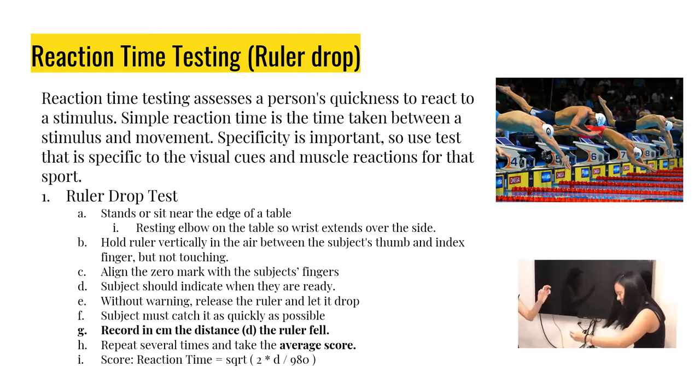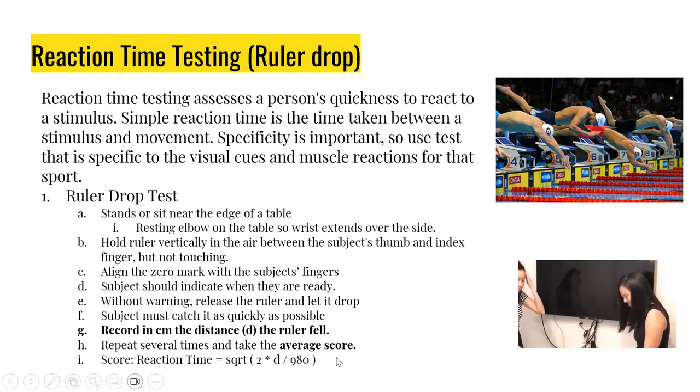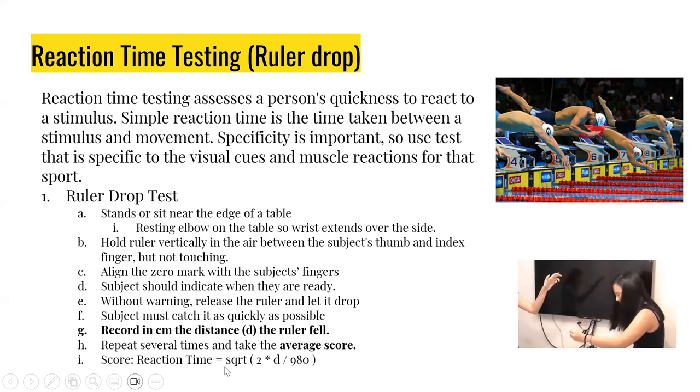The subject should indicate when they are ready, but without warning, you're going to release the ruler and let it drop. The subject must catch it as quickly as possible. You're going to record in centimeters the distance the ruler fell. Repeat this several times and take the average score. The way you're going to score the ruler drop test for reaction time is the square root of 2 times the distance in centimeters divided by 980.